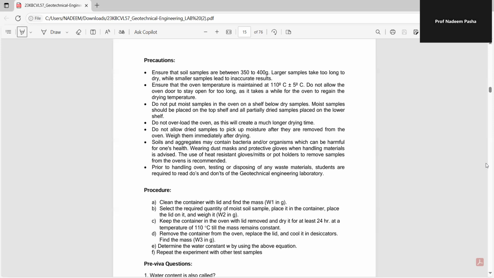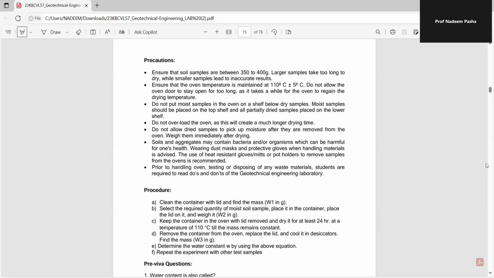Keep the container in the oven with the lid removed and dry at a temperature of 100 degrees Celsius till the mass becomes constant. Remove the container from the oven, replace the lid and cool it in the desiccator. Find the mass W3. So W3 is changing. W1 is the same, that is the weight of the empty container. W2 is also the same, container plus weight of soil, but there it was dry soil, here it is moist soil. W3, what you are doing, you are keeping the container with soil in the oven, drying it, cooling it, and then calculating the weight W3.